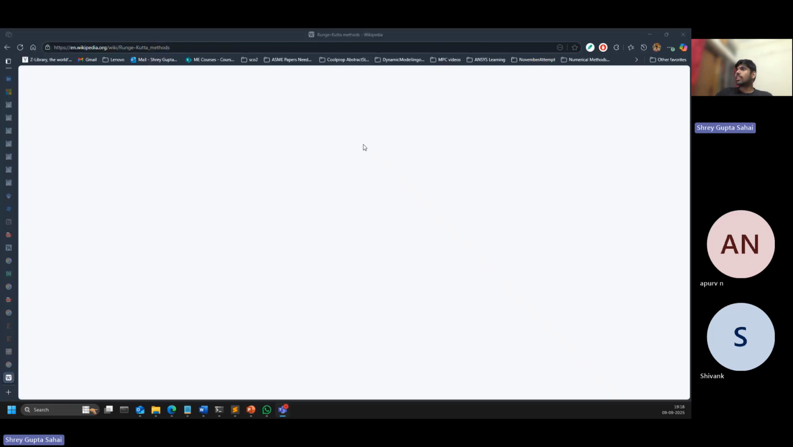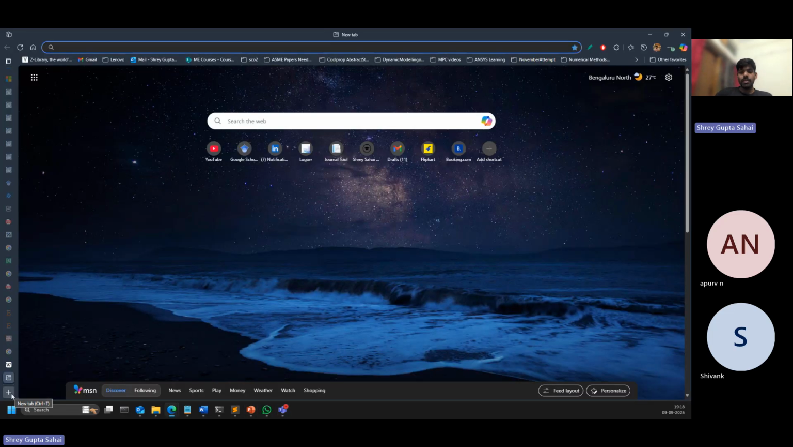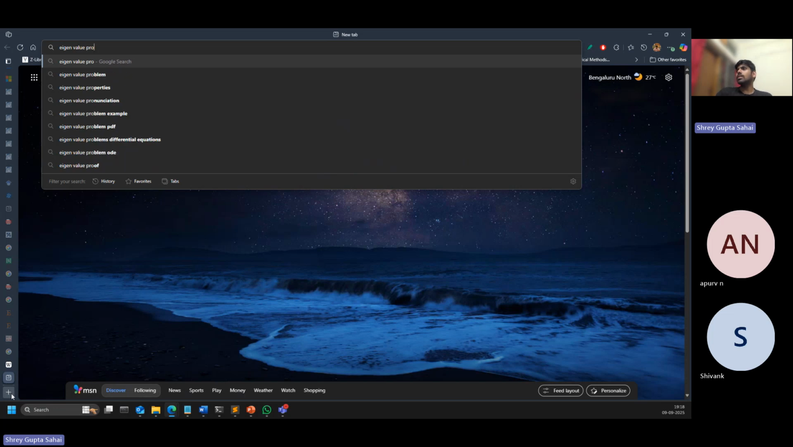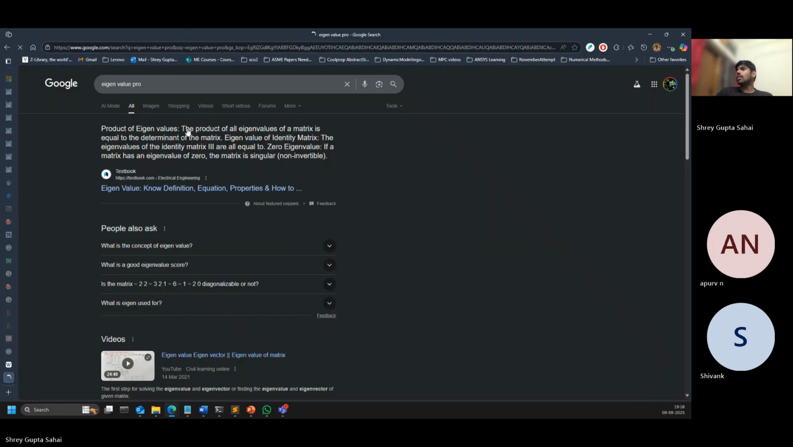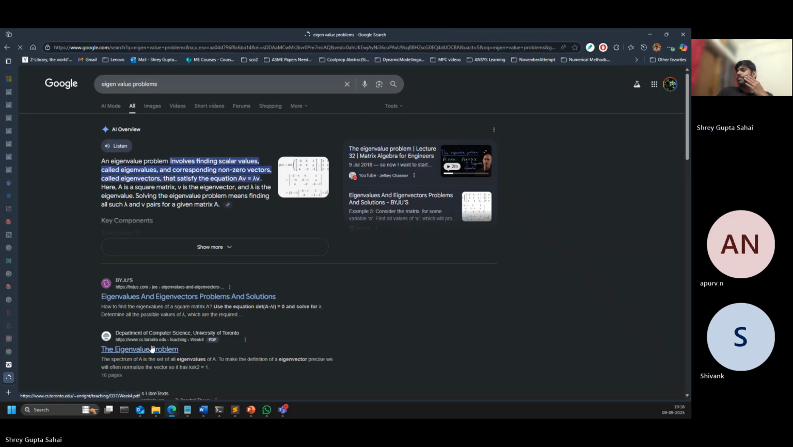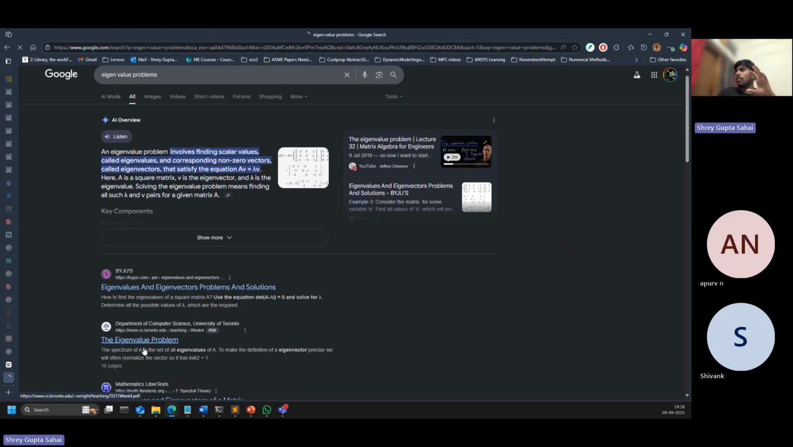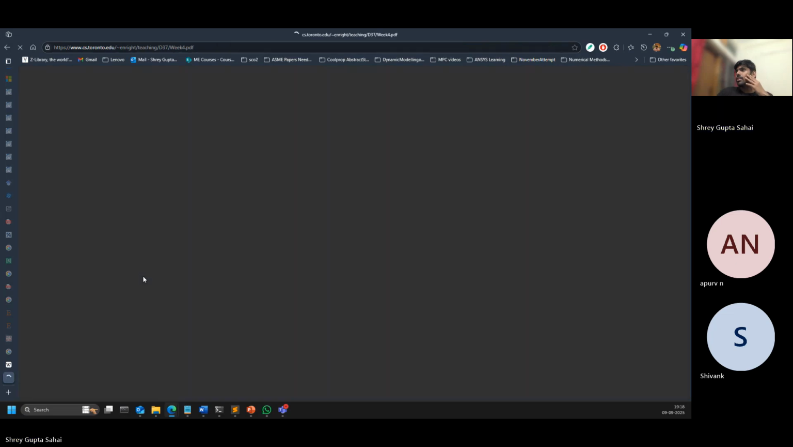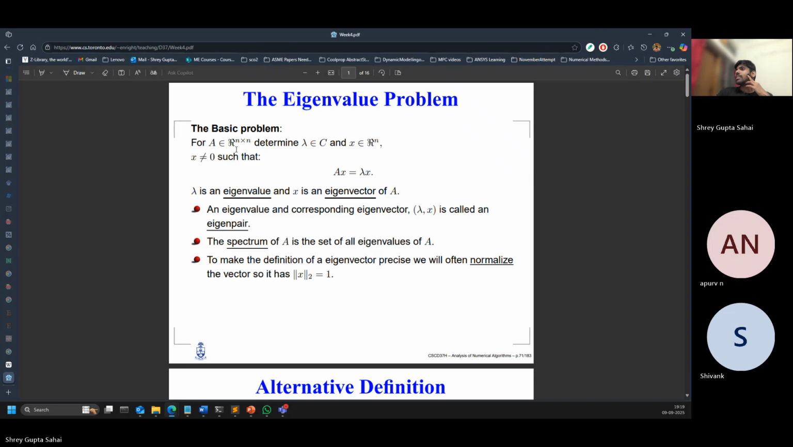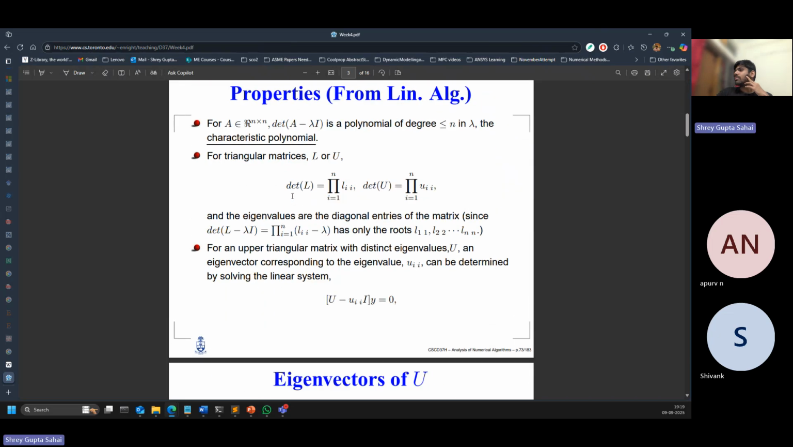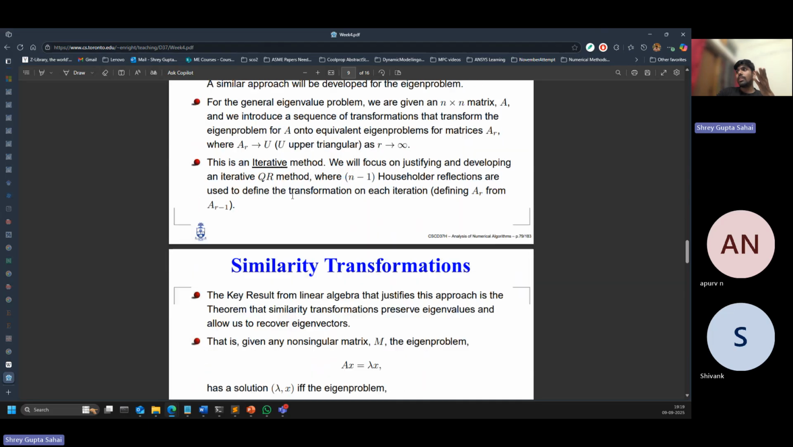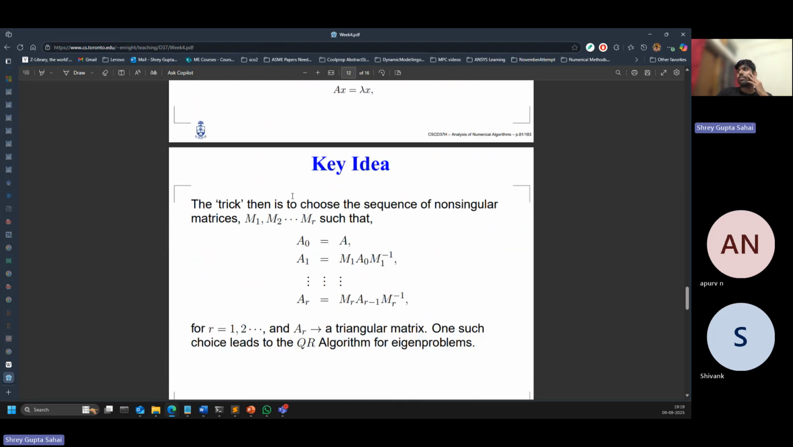As far as I know, eigenvalue problems are not dynamic in nature. Let me search eigenvalue problems. What are eigenvalue problems? So what is the problem statement there? As far as I know, okay, this is the eigenvalue problem. No, there is another. So, Shivang, can you tell me what eigenvalue problem you are trying to refer to?